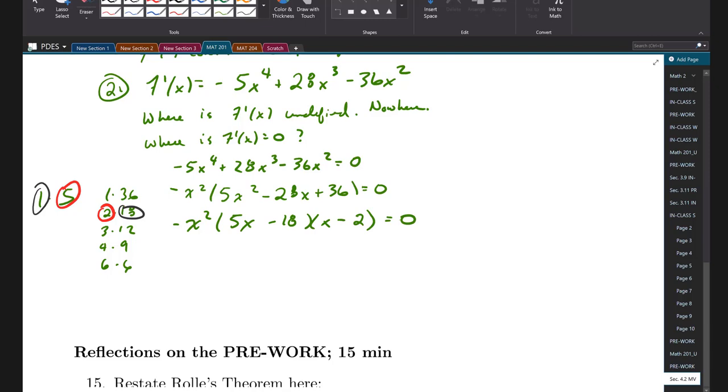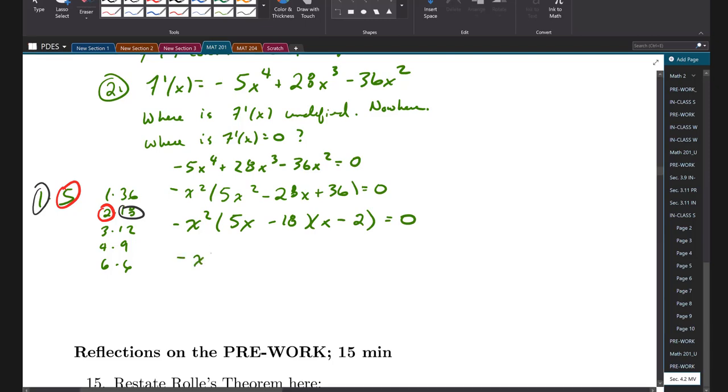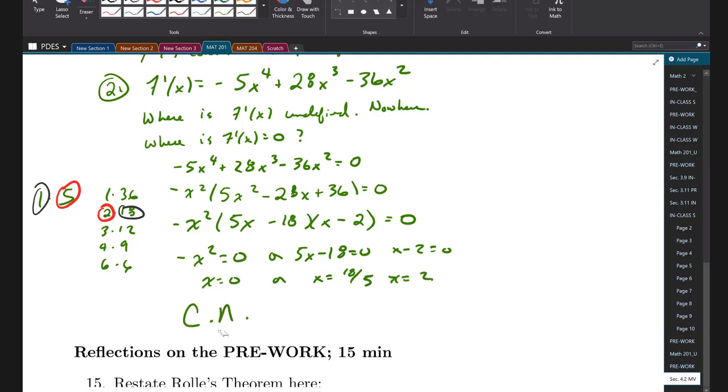So, this happens when minus x squared equals 0, or when 5x minus 18 equals 0, or when x minus 2 equals 0. That happens at x equals 0, or x equals 18/5, or x equals 2. So my critical numbers are, folks, go ahead and write out your critical numbers. What are our critical numbers for this problem?